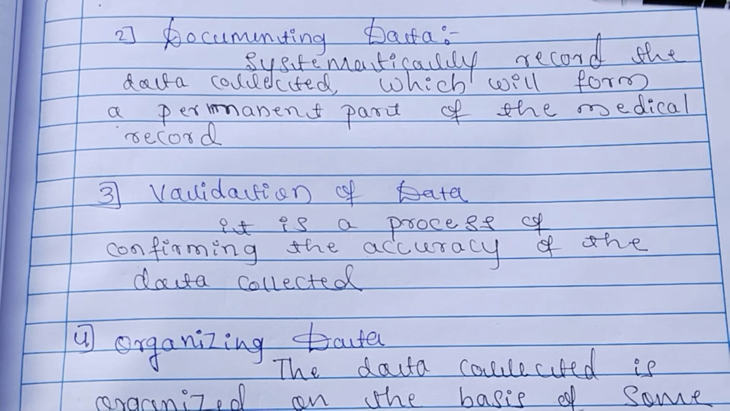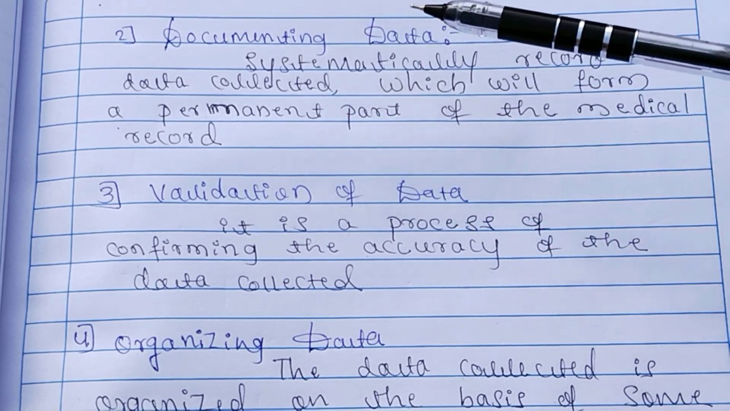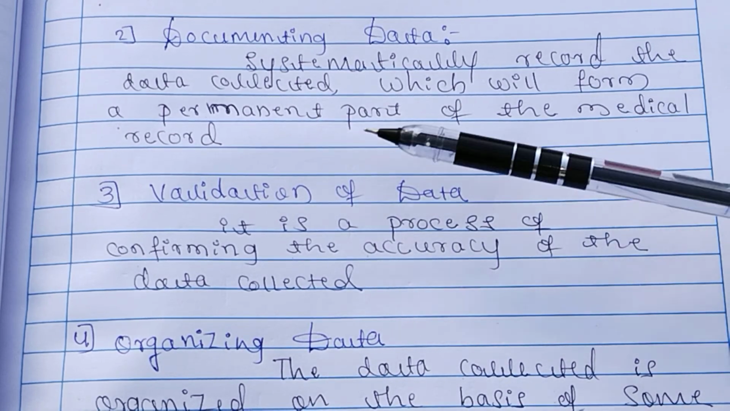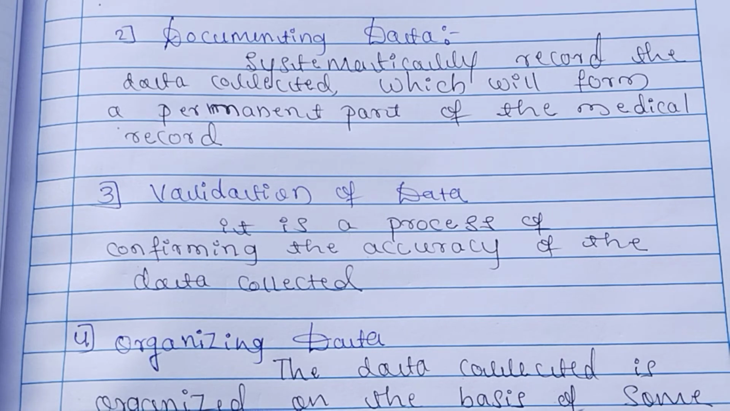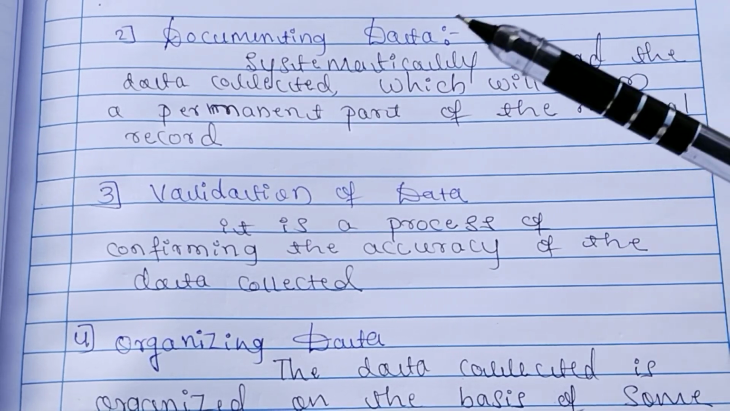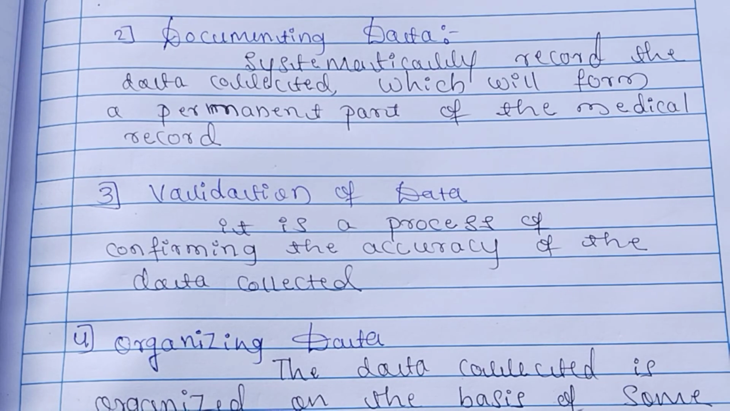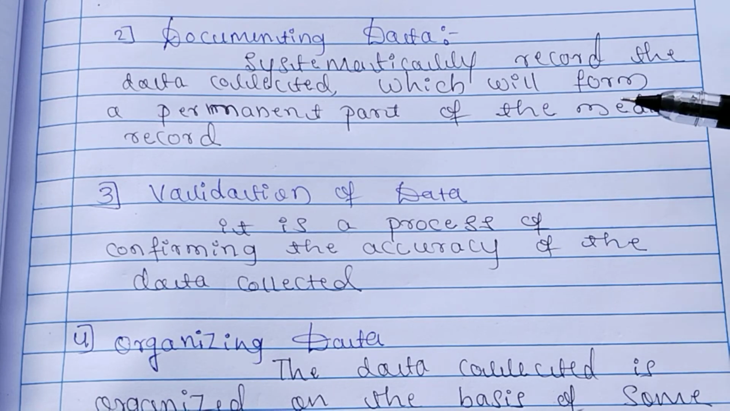Then the second component of assessment is documenting data. Documenting data is systematically recording the data collected, which will form a permanent part of the medical record. Whatever information the patient gives you, all of it is systematically recorded in the nursing chart. Once you record it in that chart, it is a permanent part of the medical record. That is called documenting data.